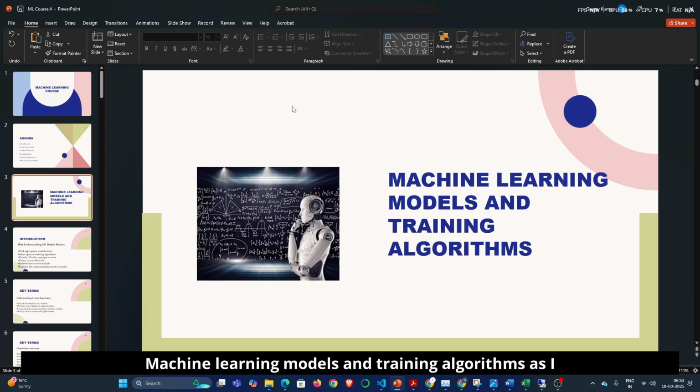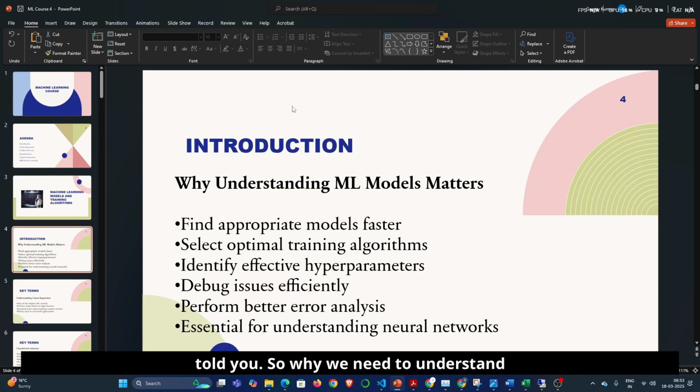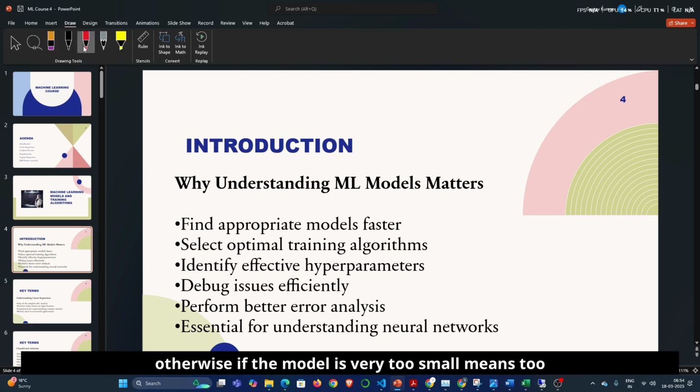Machine learning models and training algorithms, as I told you. So why do we need to understand these ML models? It's so important, right? Because we need to find the most appropriate models. Otherwise, if the model is too small, too simple, then the chances are that it will not capture the patterns out of the data. It should also be fast, and if it is giving the result after 2-3 days of training, there is no point of having that model in our system.